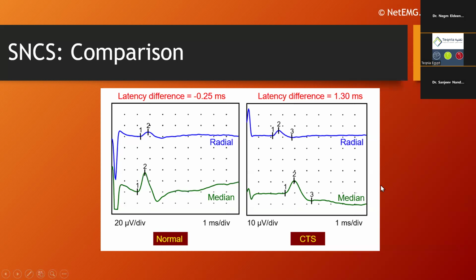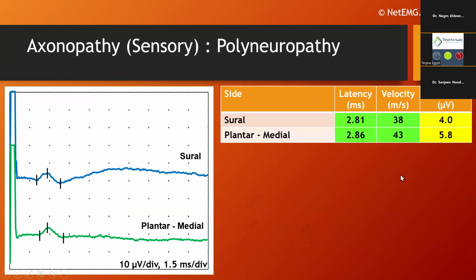We can also do the motor comparison. For example, one can record from the lumbrical and the interosseous muscle at the same time by stimulating the median and ulnar nerves. In axonopathy, the pattern is very similar to the motor. We get a significant drop in amplitude with normal latencies and velocities, as shown over here. And whenever you have a very low amplitude response, one must always average the responses. Otherwise, you will overestimate the amplitude due to noise, and you may miss pathology.